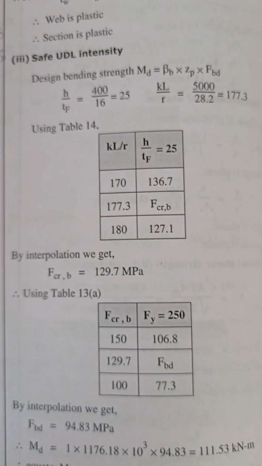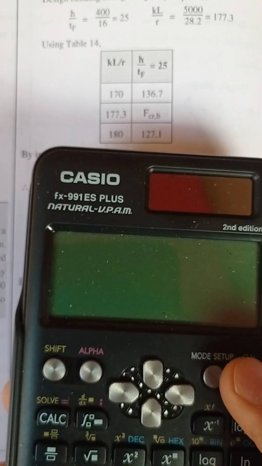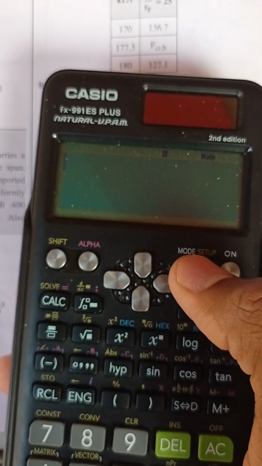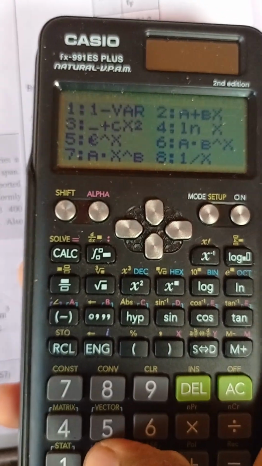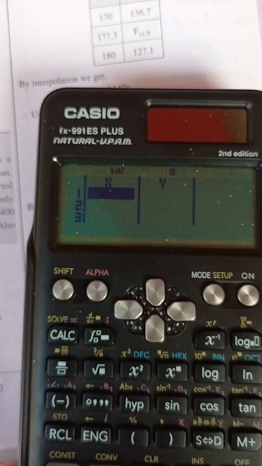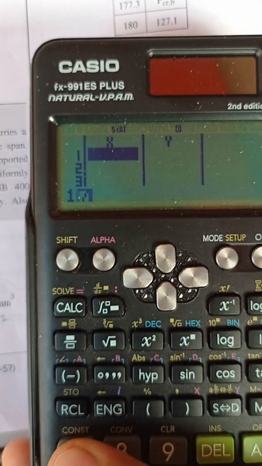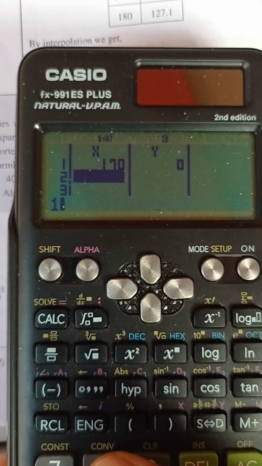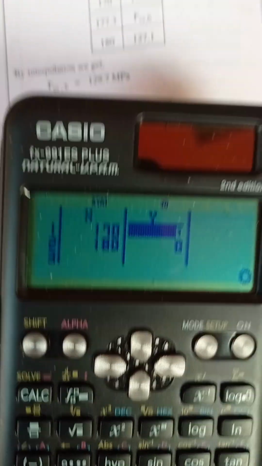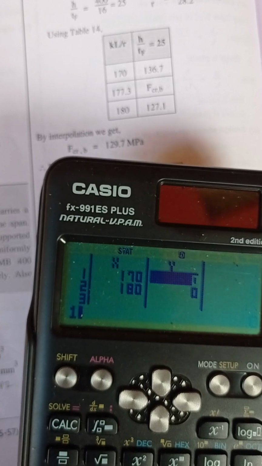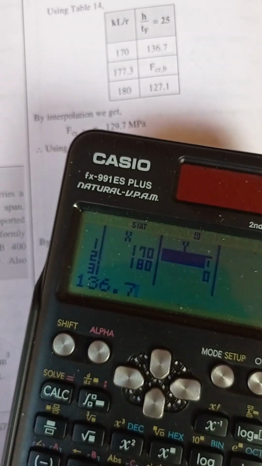So now what you have to do is, there is a formula, a trick that I am going to teach you that you can use for interpolation. First, mod 3, 2, and then first what values are known. We know the value of 170, we know the value of 180, and we also know their values in H by TF. So put them.